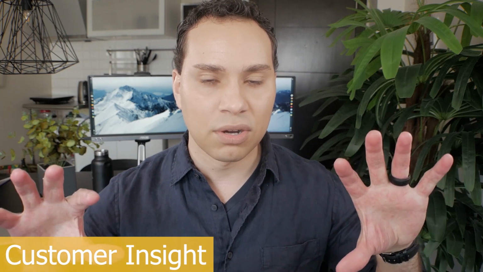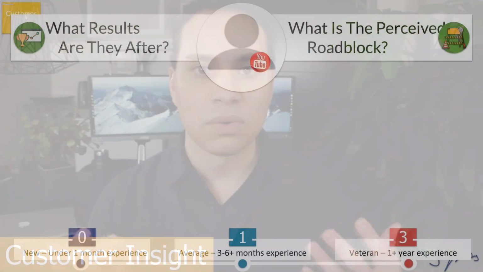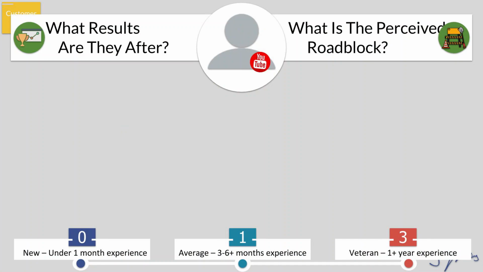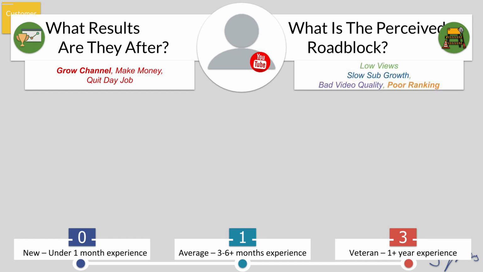But here, let's go through a concrete example of actually starting to put the pieces together of what we've talked about so far. So let's say we're going to be crafting some content for someone who's trying to grow a YouTube channel. Well, what results are they after? They want to grow their channel, make money, and probably quit their job. Well, what do they think is getting in the way of that? They probably think they don't have enough views, their growth is too slow, they need better video quality, and none of their videos rank. Okay, great.